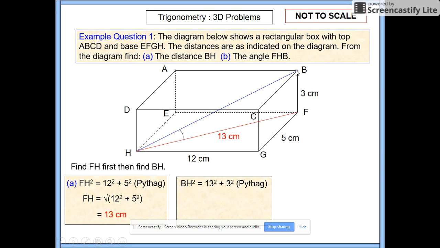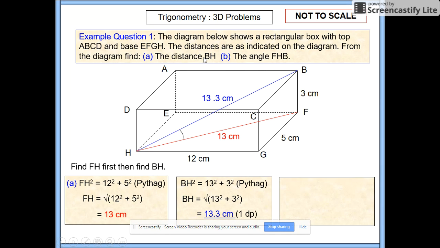So now BH squared is 13 squared plus 3 squared. So that's our height. Now we're looking at the triangle from the side. So here we've got our right angle, our one side, and then this will be our hypotenuse on this side. We'll use Pythagoras again, and we'll get that BH is 13.3 centimeters. So now we've got BH, which was part A. Perfect. Next thing we have to do is find the angle FHB.